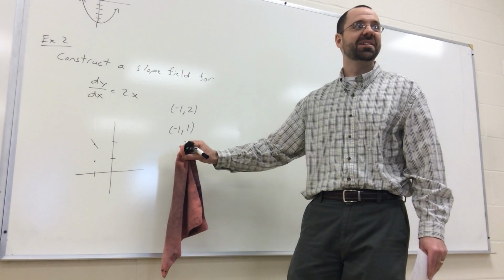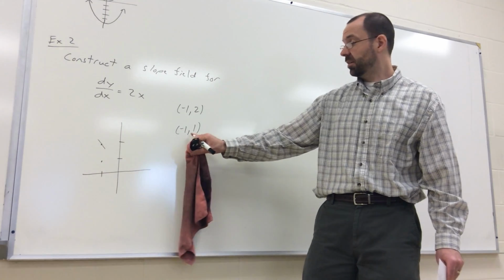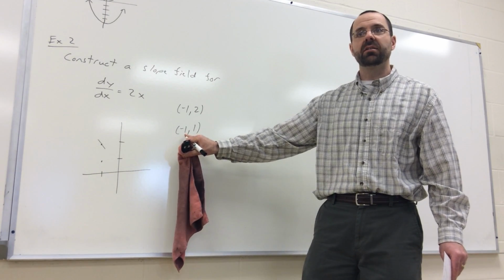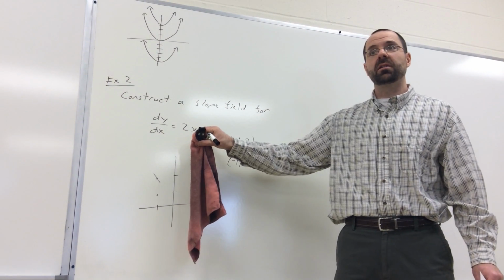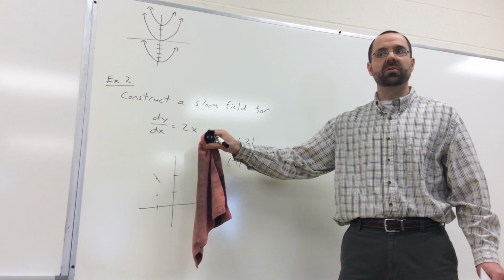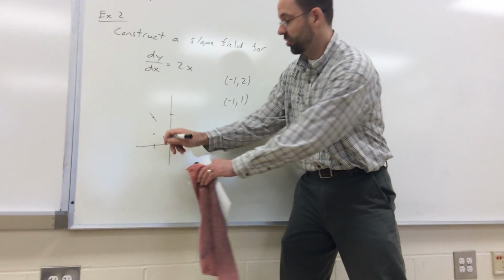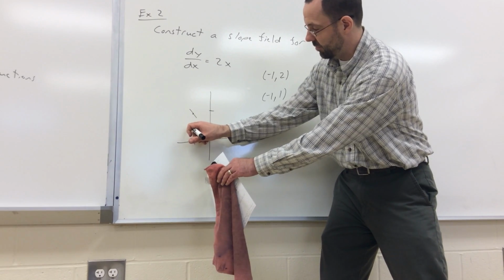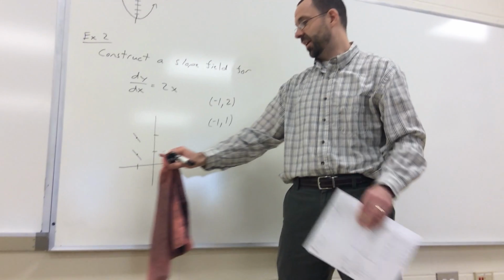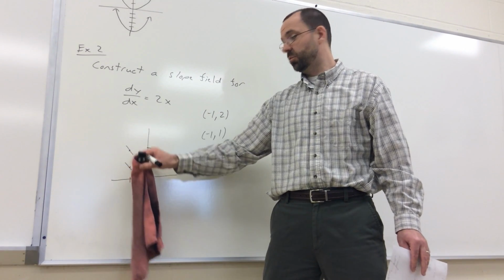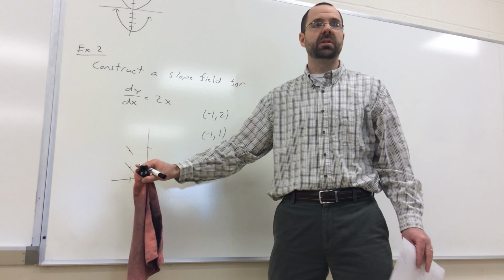Sorry for the distraction. Okay, so at the point -1, 1, the x is still -1. So the slope is still 2 times -1, so the slope is still -2. So the slope there should be the same as the slope there. So try to draw a line that has the same steepness as that. You probably won't be able to recreate it identically, but those 2 little tick marks should have the same slope. They should both be -2.